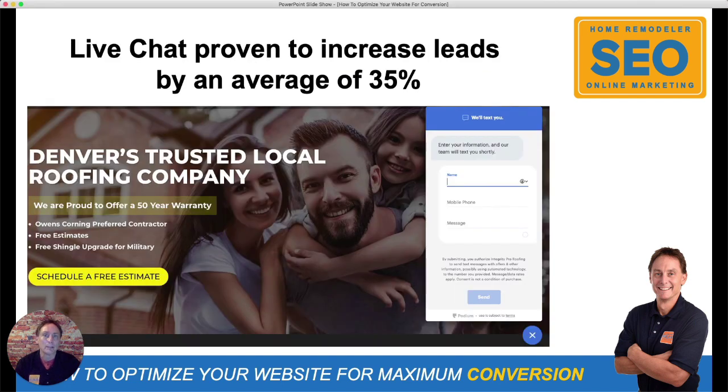One conversion element that is growing in popularity with remodeling companies and contractors is live chat on your website. More and more people are choosing to chat via text message and Facebook Messenger. It's quicker, and a lot of people just want to get something scheduled instead of engaging in a long phone call. You could call it a conversation starter.